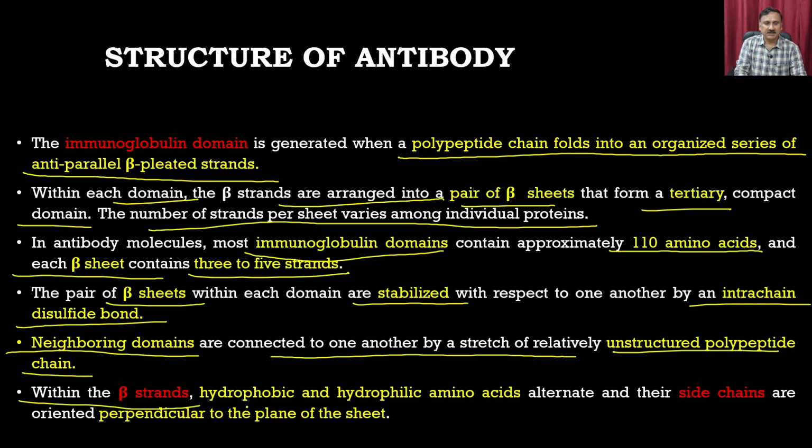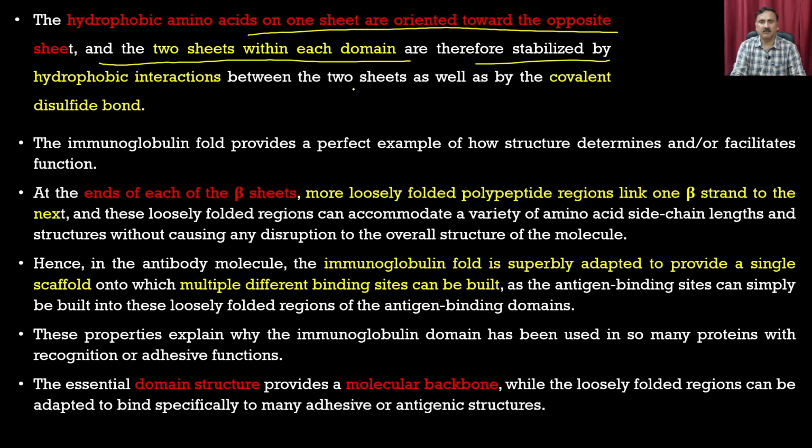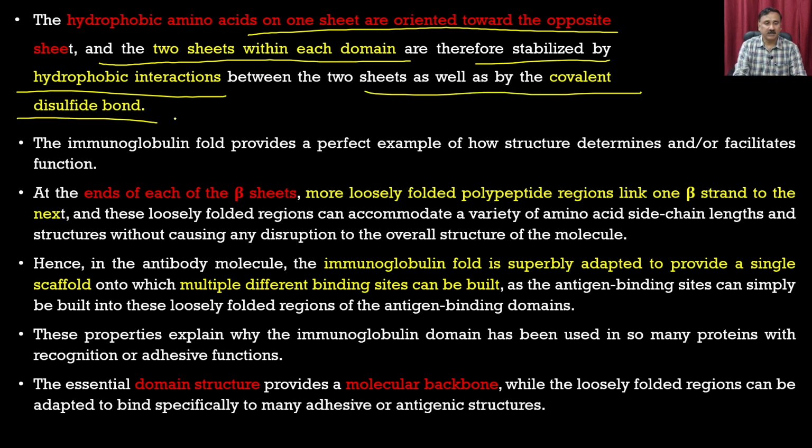Within the beta strand, the hydrophobic and hydrophilic amino acids alternate and their side chains are oriented perpendicular to the plane of the sheets. The hydrophobic amino acids on the two sheets are oriented toward each other, and the two sheets within each domain are therefore stabilized by the hydrophobic interactions between the two sheets as well as by the covalent disulfide linkages. So remember, in antibody structures you are going to find a lot of covalent interactions mediated by disulfide bridges, right?